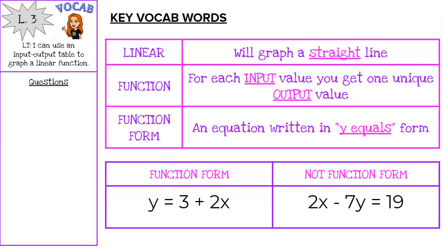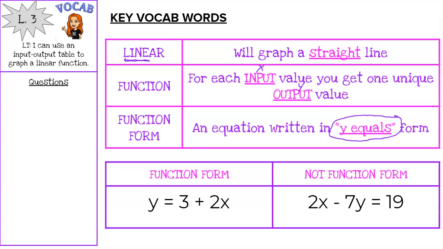All right, some key vocab words. Reminder from last lesson, linear. Remember it has that word line in it, so it will graph a straight line. Function means for each input value, so our x values, you get one unique output value, those y values. And then function form: an equation written in y equals form.